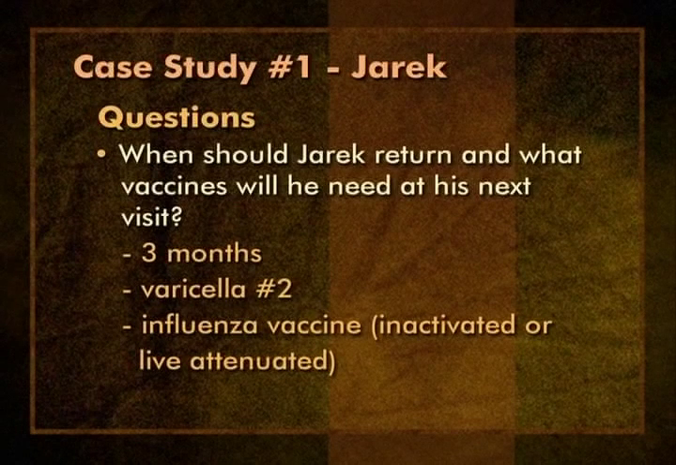Jarek could receive either inactivated or live attenuated influenza vaccine. One of the idiosyncrasies of the new 2-dose varicella recommendation for children is that the doses need to be separated by 3 months rather than 4 weeks. We will discuss this issue in more detail in the varicella segment of the course.